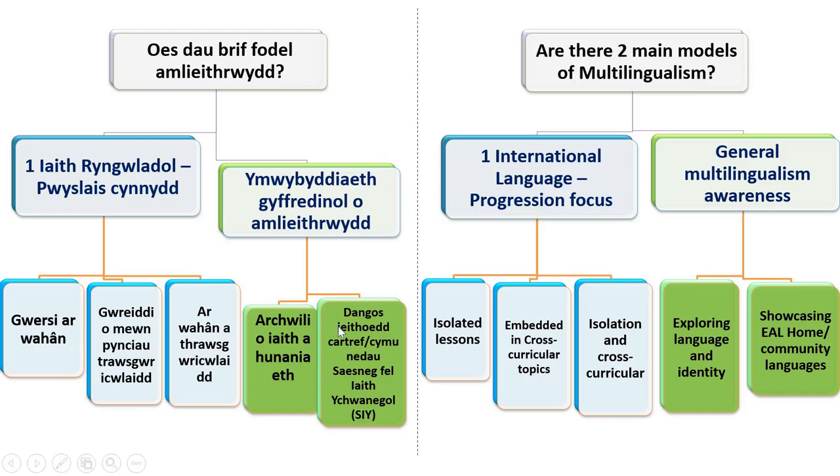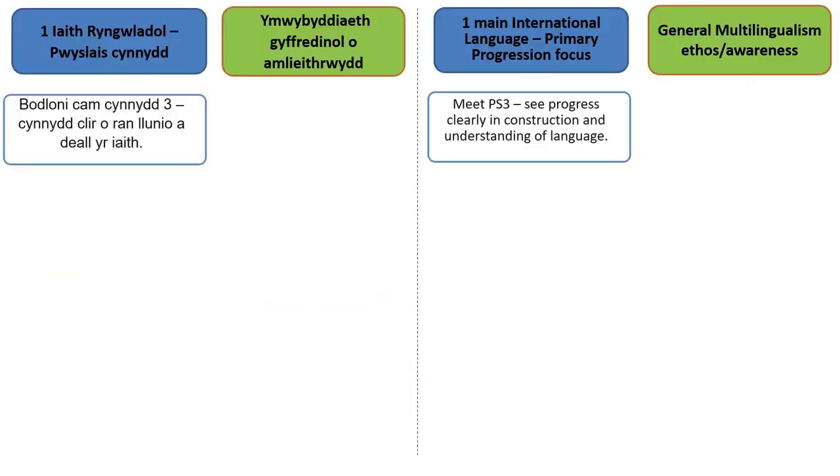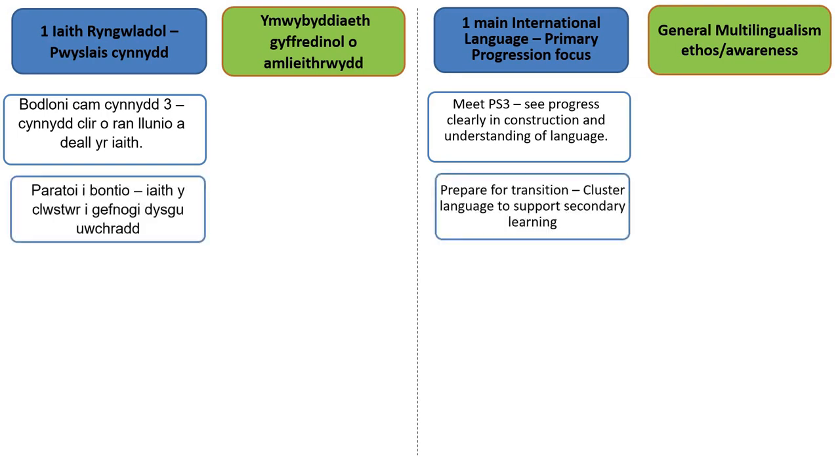And neither of these ways of doing it is wrong, neither is better than the other, but really what we need is the two. If we're having one main international language focus, we're going to be able to get pupils to meet progression step 2 and then progression step 3. We'll really see that progress, and they'll really build construction and depth in one language. Depending on your context, it's not always possible, but hopefully it will prepare them for transition if all of the cluster are able to have the same language.